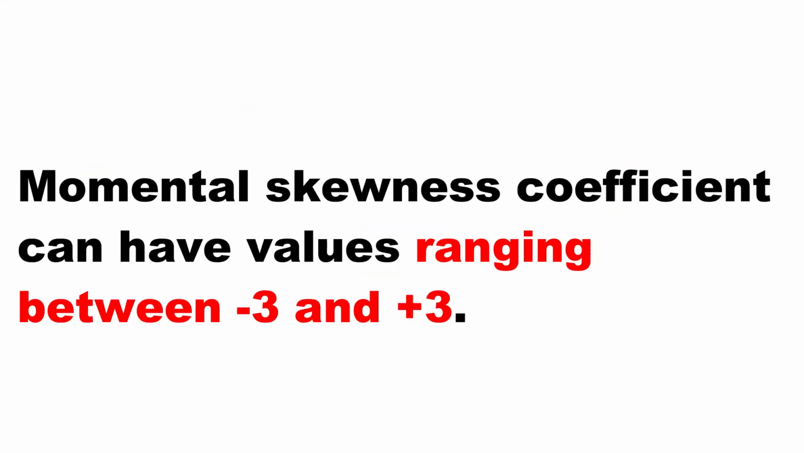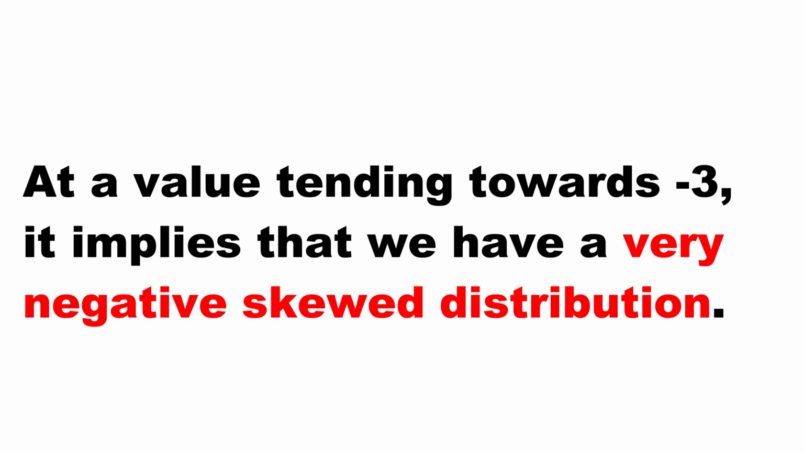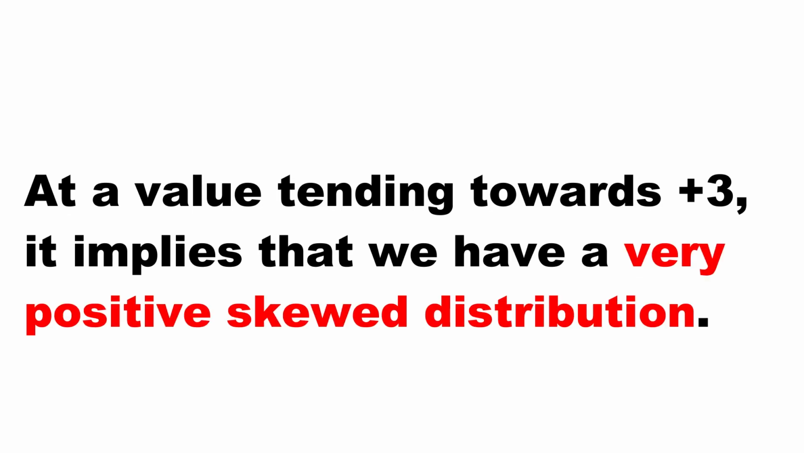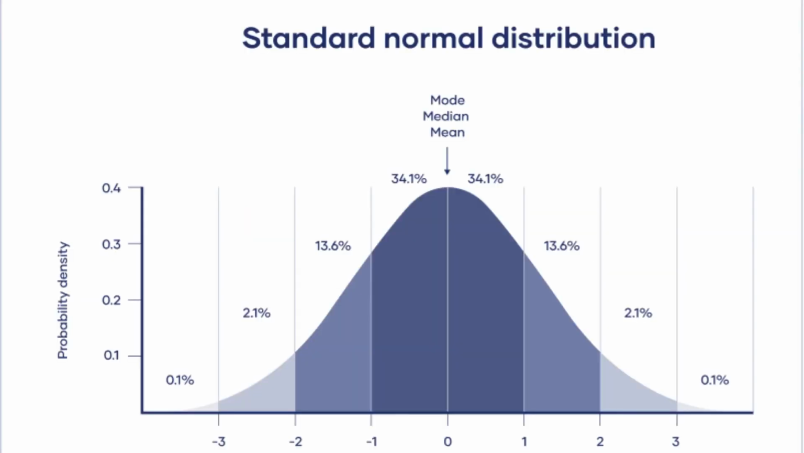So our momental skewness number can also range between -3 and +3, just like we did for the Pearson skewness coefficient. And when you have a number that is tending towards the value of -3, it simply implies that we have a very negatively skewed distribution. And when we have a momental skewness value that is tending towards +3, it implies that we have a very strong positive skewness. And at a momental skewness value of 0, it implies that we have no skewness. A typical example of that is a normal distribution.